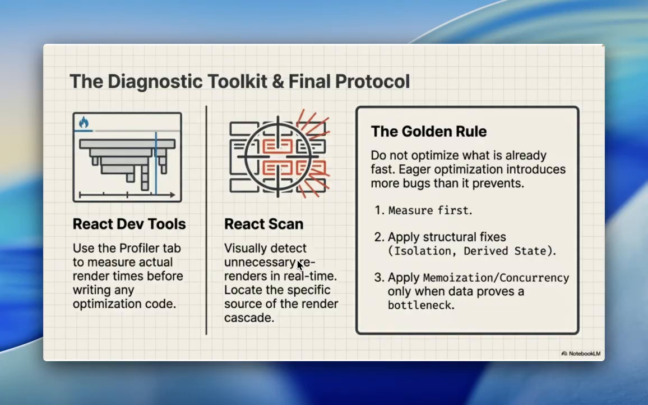The golden rule: do not optimize what is already fast. Eager optimization introduces more bugs than it prevents. Measure first, then apply structural fixes: isolation, derived state. Apply memoization as a concrete step only when data proves a bottleneck.